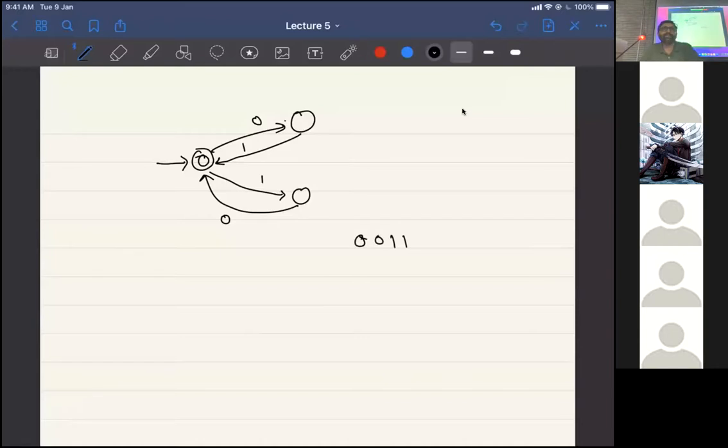Right? 00? No. This machine is undefined for 00. A self loop is a problem because a self loop does not have any upper bound, right? So what to do?